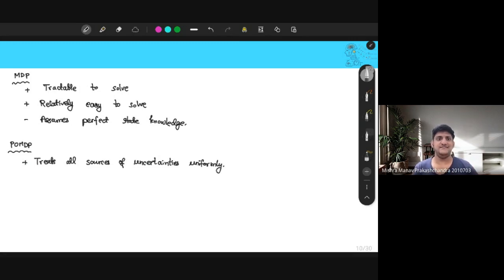If the environment is slippery, you intend to go left, but because the environment is slippery, or if there is a wind blowing, with some probability you go to the right. That is also possible, so there is an action uncertainty. So in a POMDP, all sources of uncertainties are treated uniformly. Secondly, it allows for information gathering actions.